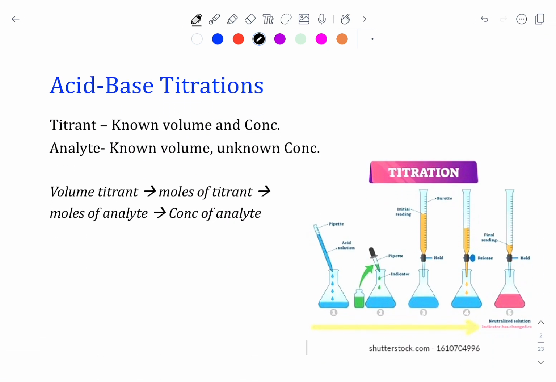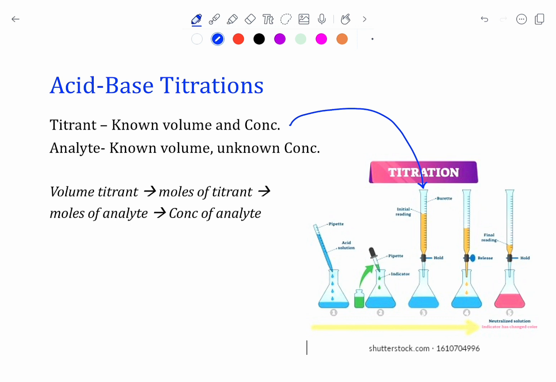So just some terms to remind us of titrations. We have two solutions. One solution is called the titrant. The titrant has known volume and known concentration. And our titrant is going to be put into our burette, which is the type of glassware that we use when doing a titration. It allows us to know the exact volume of the titrant that was added to our unknown solution. That unknown solution is called the analyte.